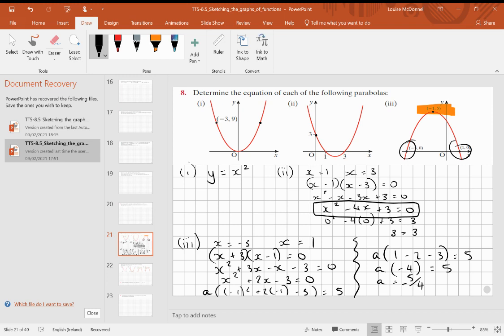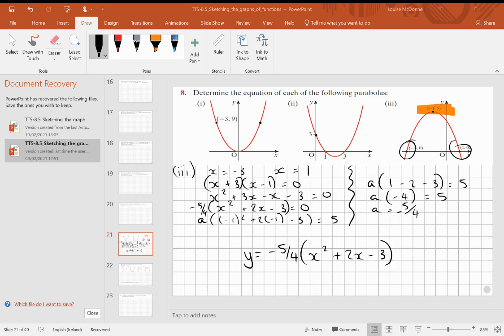So what we need to do then is actually include that here. Essentially you're going to multiply the line by -5 over 4 to make sure that you get the correct function. And that's your answer then. You can multiply that in if you want, or you can just leave it to the side. It doesn't really matter.